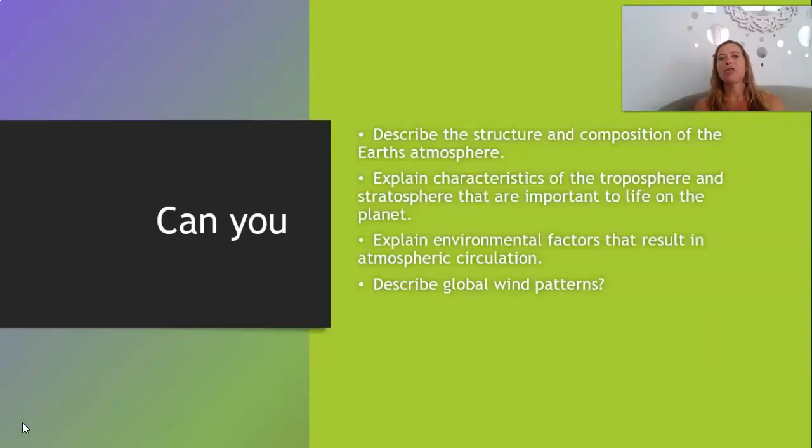And to finish off, can you describe the structure and composition of the Earth's atmosphere? Can you explain characteristics of the troposphere and stratosphere that are important to life on the planet? Can you explain environmental factors that result in atmospheric circulation? And can you describe the global wind patterns and explain why?